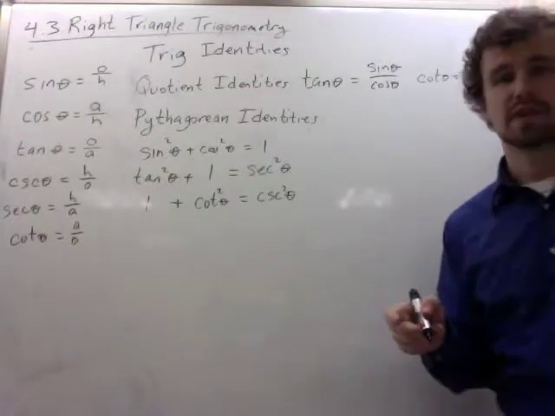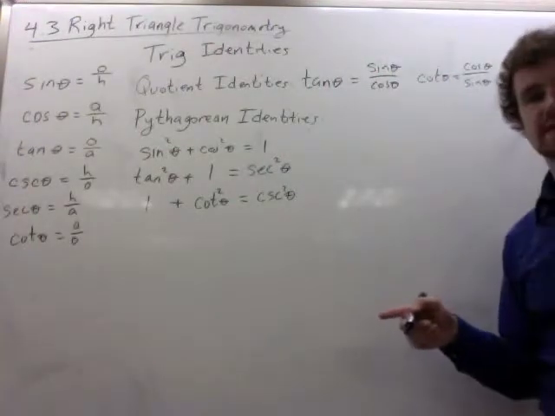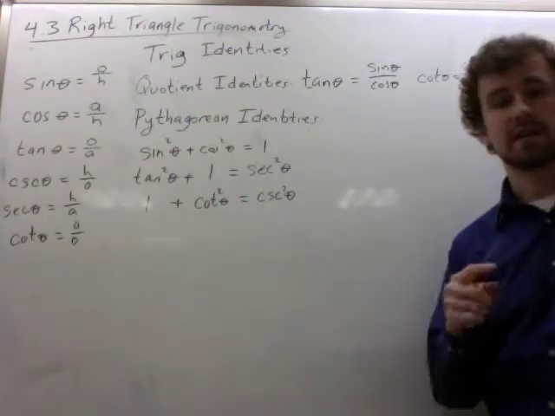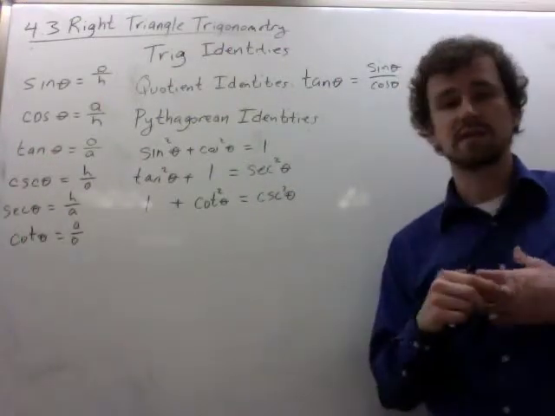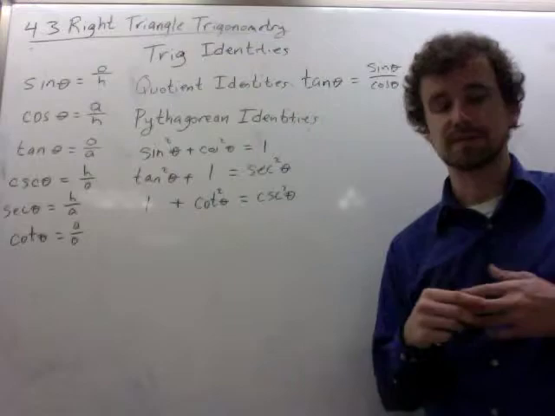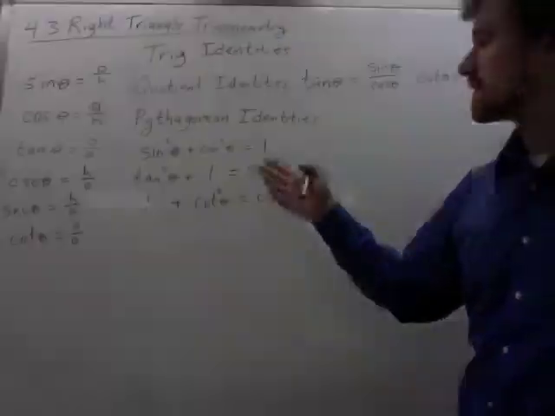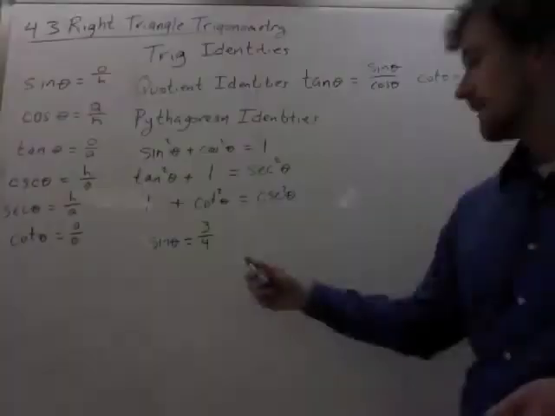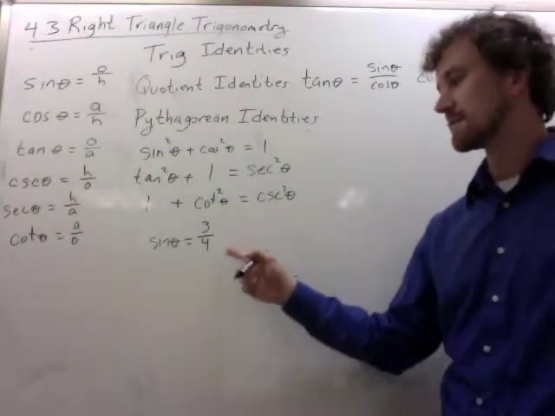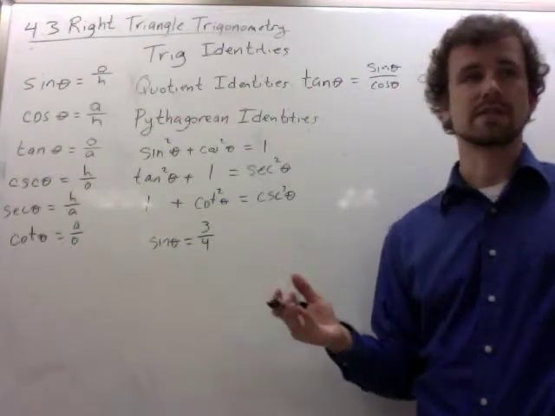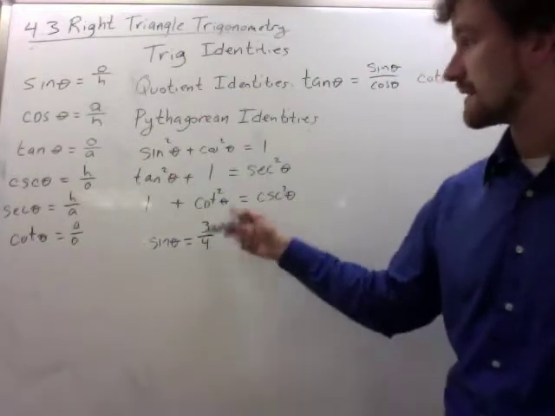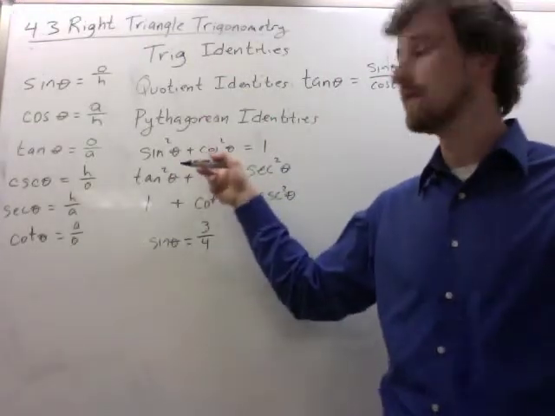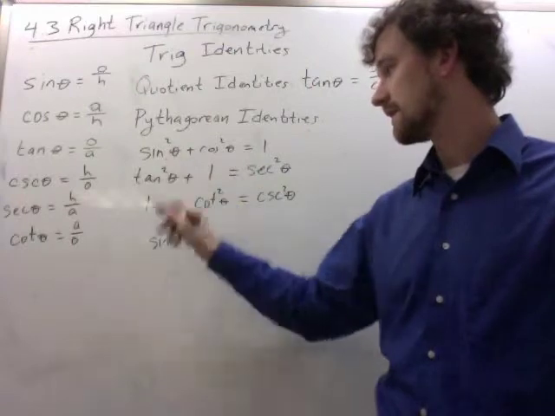So these 5 trigonometric identities can let us figure out other trig functions when we know some of them. And we can also use them algebraically to help us simplify expressions. So for example, if I give you that sine of theta equals 3/4, we can figure out the rest of the trig functions of that angle without ever knowing what the angle is. If we plug this into our Pythagorean identity, we can then figure out what cosine is.